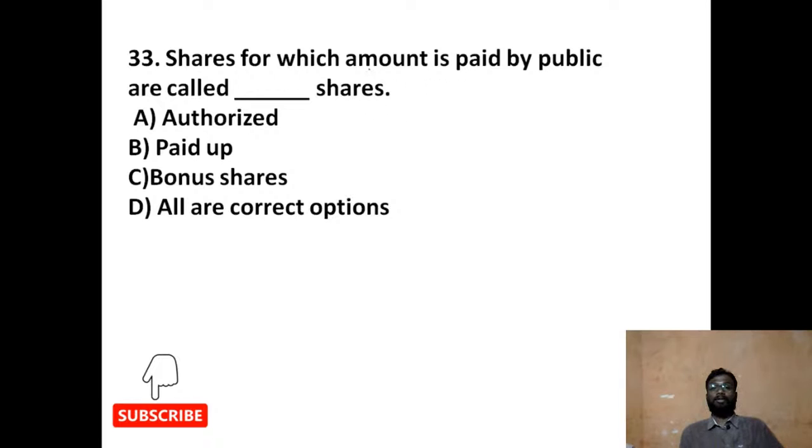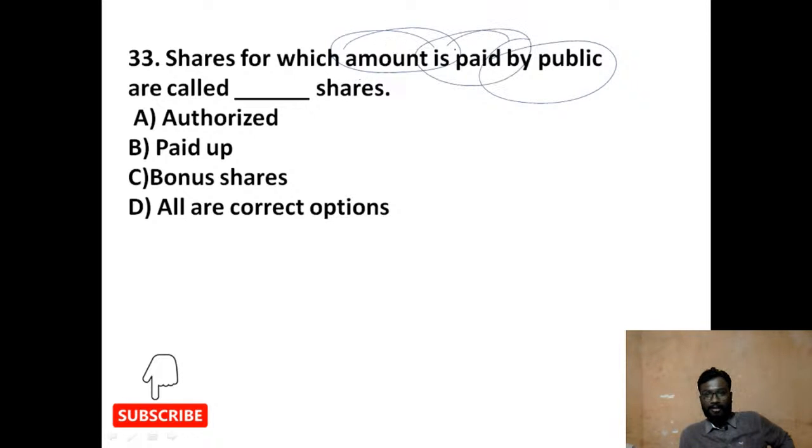So shares for which amount is paid by the public are called as what? Authorized. He is clearly saying it's paid. Paid up, bonus shares, all the correct options. So whatever amount they have paid for the shares, it is called paid up shares. Those shares for which the amount is already paid are called paid up shares.